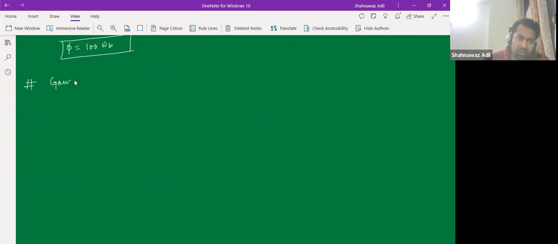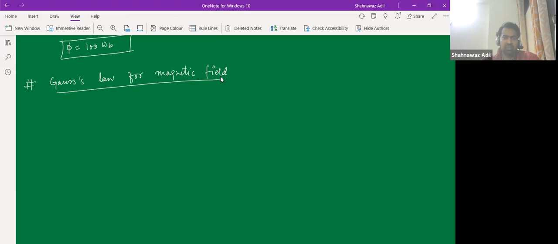Okay, so now let us understand about Gauss law for magnetic field. So in the third chapter, current in electricity, we learned about Biot-Savart's law, right? In the first chapter, we learned about Gauss law for electric field. Now Gauss law for magnetic field, right? So what does it say?